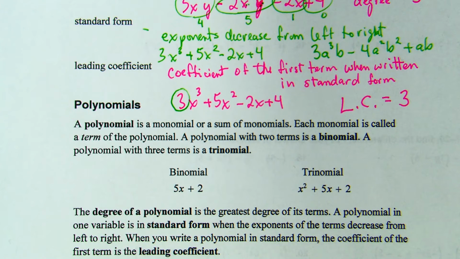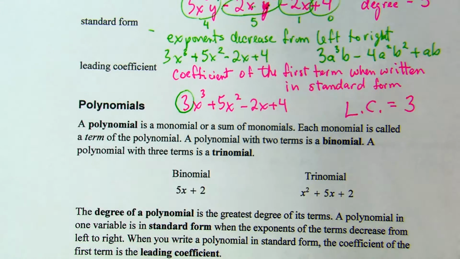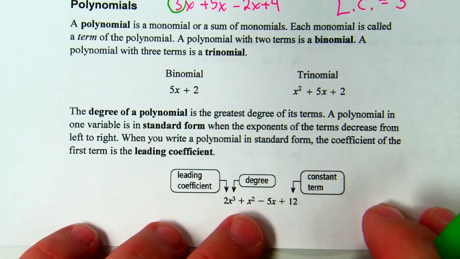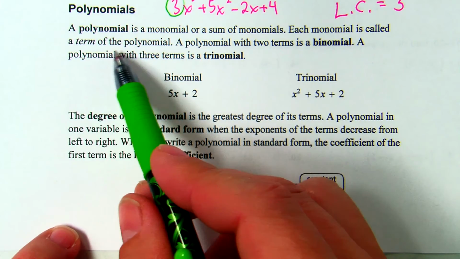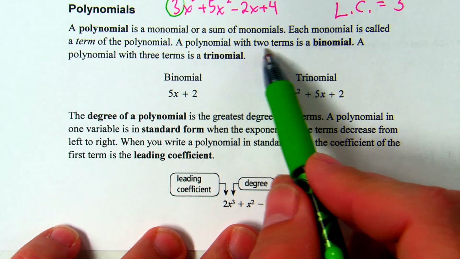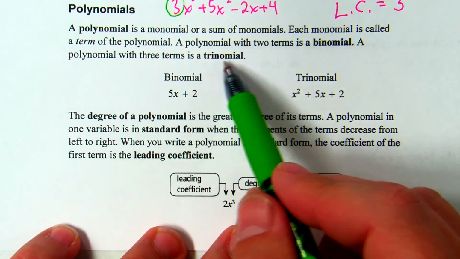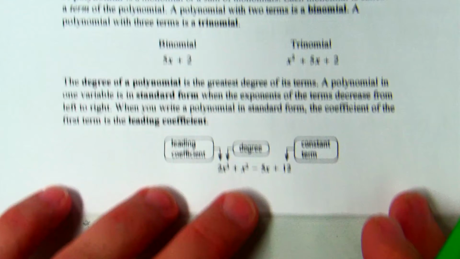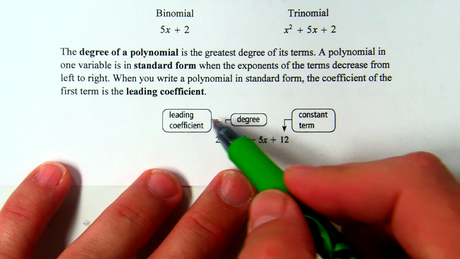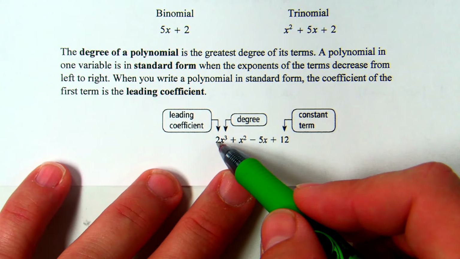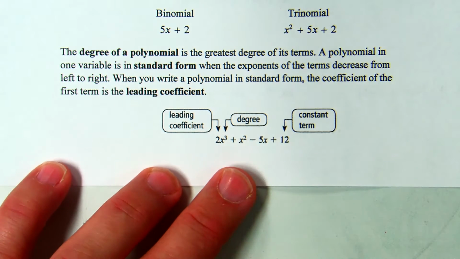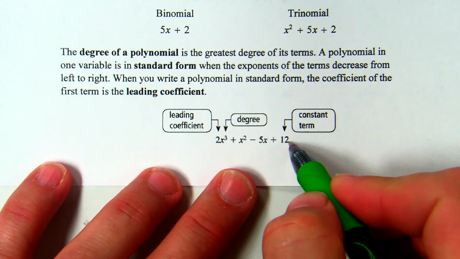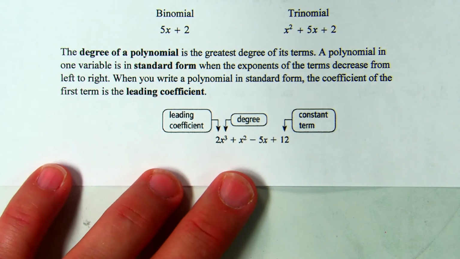Alright, so now this just recaps everything we just said. A polynomial is a monomial or sum of monomials. Each monomial is called a term of the polynomial. A polynomial with 2 terms is a binomial, and 3 terms is a trinomial. Here are 2 examples of that. Here you have the leading coefficient, which is the number in front of the leading term variable. And your last term that doesn't have any variable is going to be your constant term. Okay, let's flip the page and look at some examples.